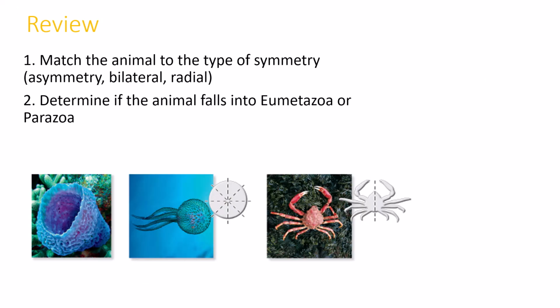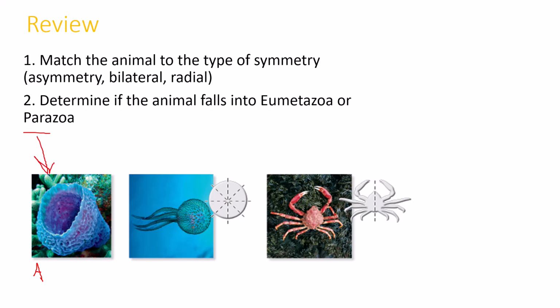So let's review. Match the animal to the type of symmetry. If it has asymmetry, bilateral symmetry, or radial symmetry, and determine if the animal falls into Eumetazoa or Parazoa. So this first animal is a sponge. The sponge is asymmetrical, and it is Parazoa.